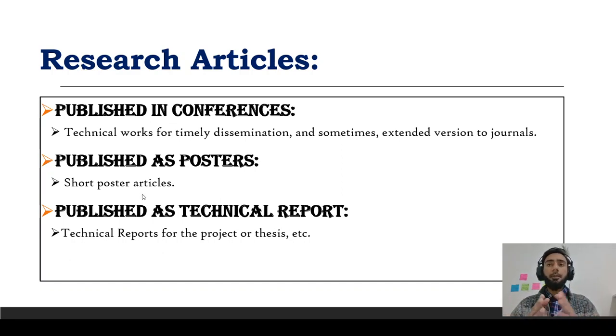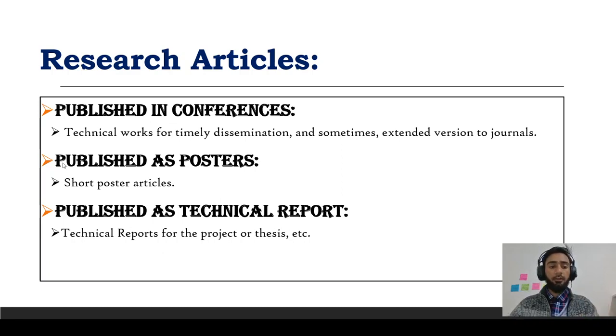However, there are some other conferences such as IEEE Infocom, IEEE SNP, and similarly USENIX Security Symposium. These are some very top-ranked conferences, and whenever you publish over there, there's no need for an extended version. You can still publish an extended version, but these conferences suffice the need of your dissemination of your technical work.